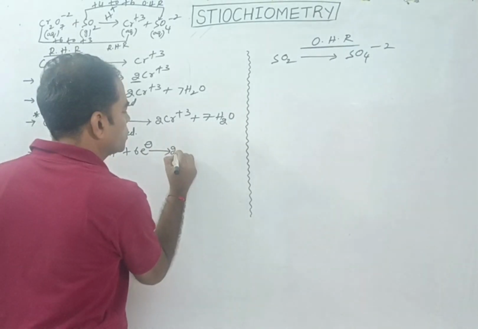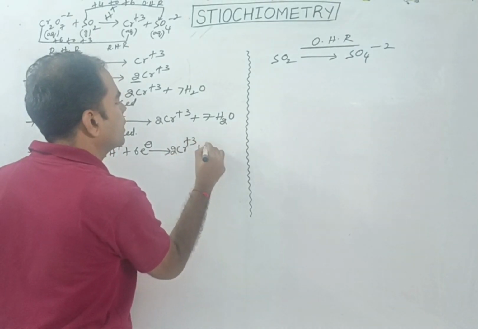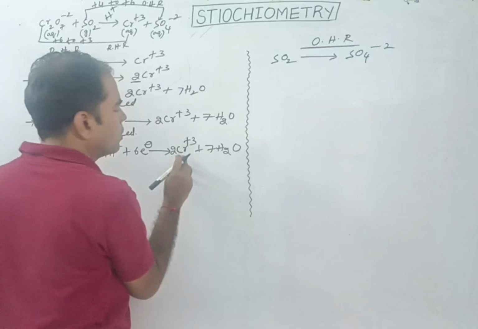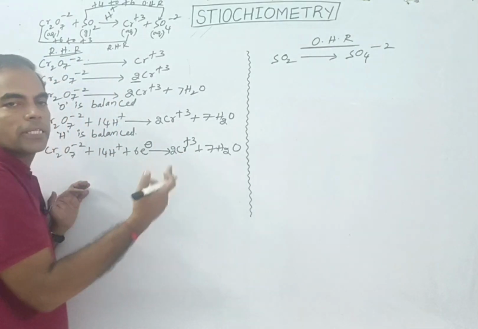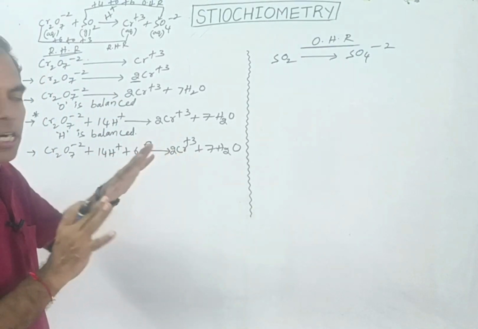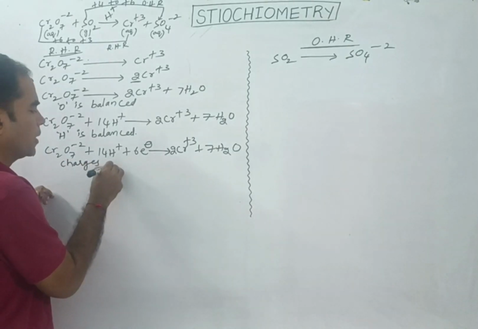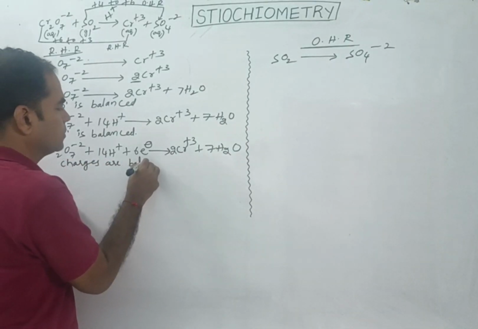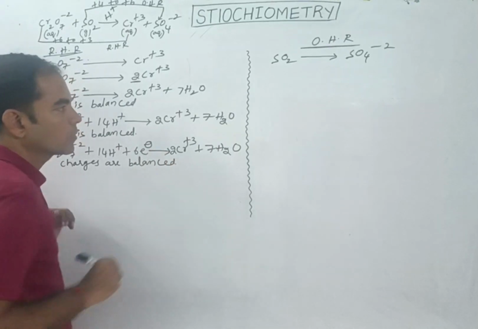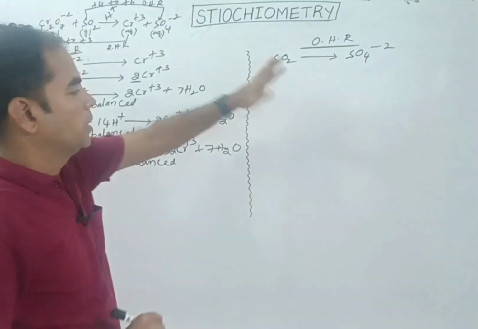Now see here 2 Cr plus 3 plus 7 H2O. 1 chromium plus 3, 2 chromium means plus 6. Here plus 6, plus 6. Charges are balanced. Now come to the right side.